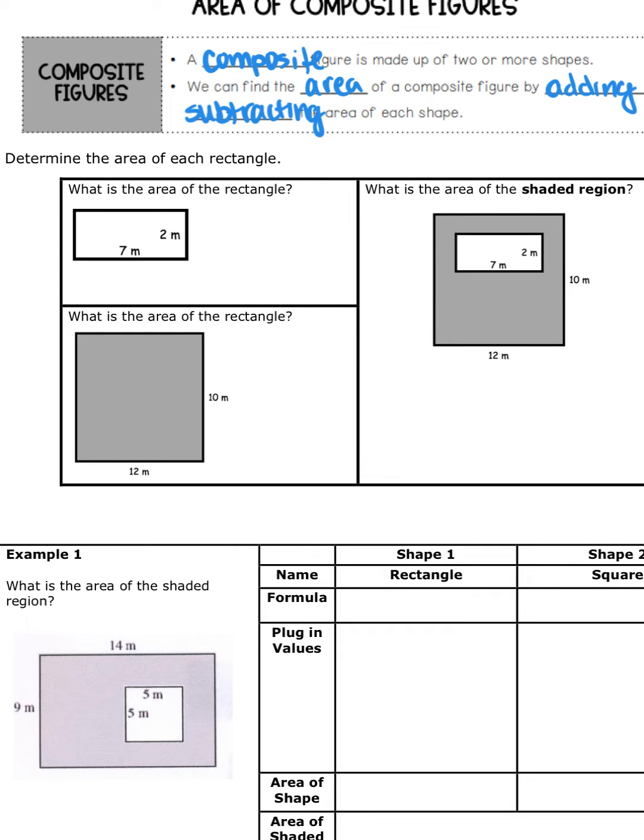So we're going to look at this first one. The overall shape, as you see, is this right here. So we're going to look at each individual shape. First we're going to look at this rectangle. If we use our formula chart, we're going to see that it says area equals base times height. In this case, my base would be my 7 meters and my height is 2 meters. So I would say area equals 7 times 2. And what would that be? 14. So my area is 14 meters squared.